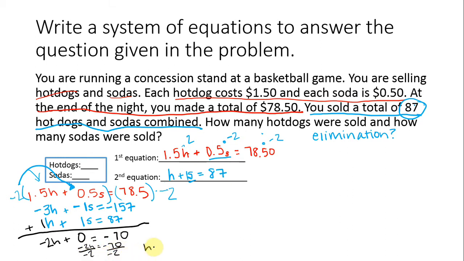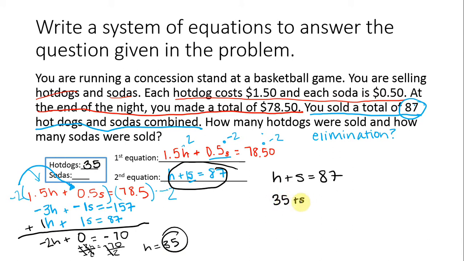And I'll get H equals positive 35. Therefore, I know that the number of hot dogs I sold is 35. Now, how can I find the number of sodas that I sold? I'm going to find the number of sodas by picking one of my original equations and substituting the number of hot dogs. H plus S equals 87. Take out the H, put in a 35: 35 plus S equals 87.